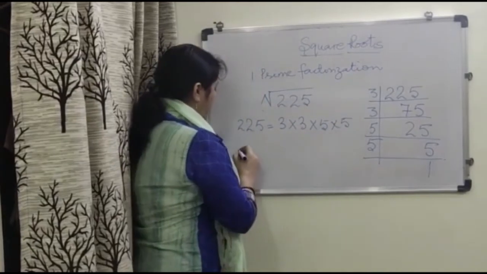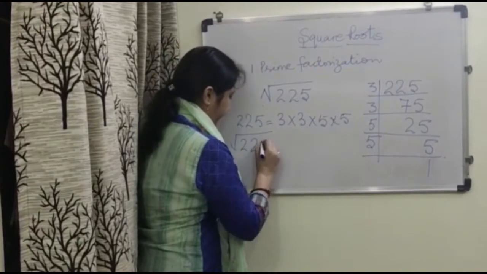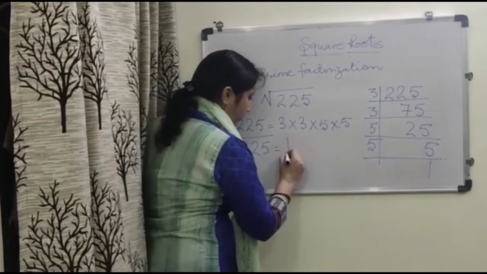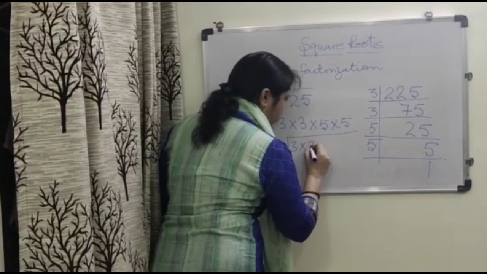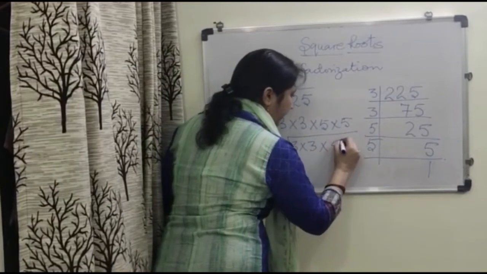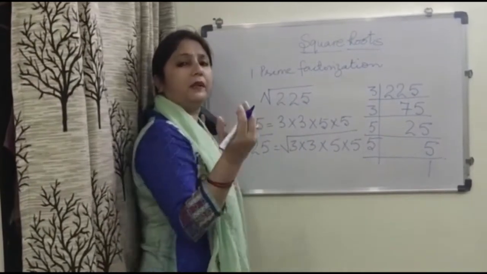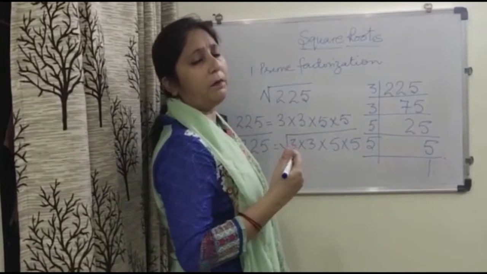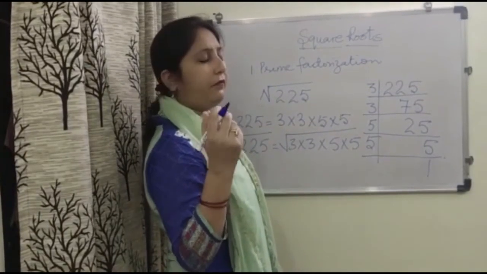Now introduce this square root sign on both the sides. Introduced. Can you see that you are doing the same working as you did earlier? So no problem in doing this prime factorization. Square root by prime factorization is not a very difficult task for you.